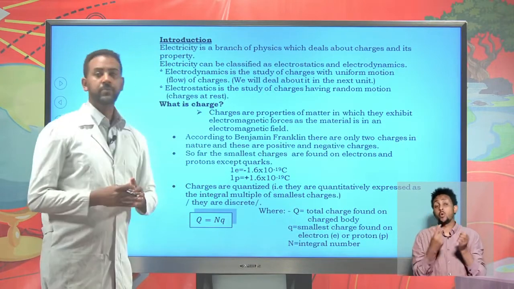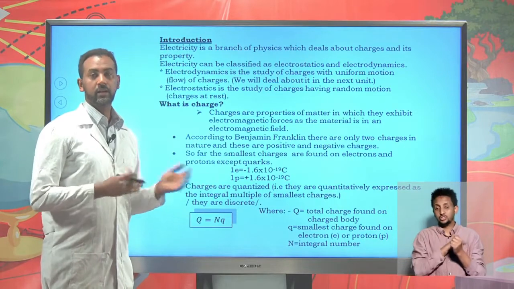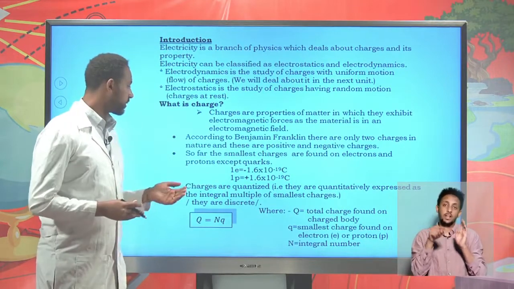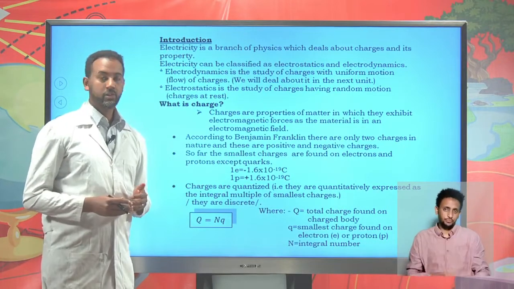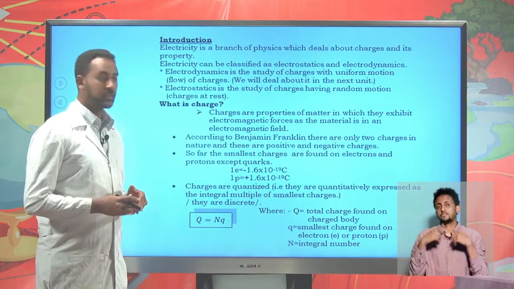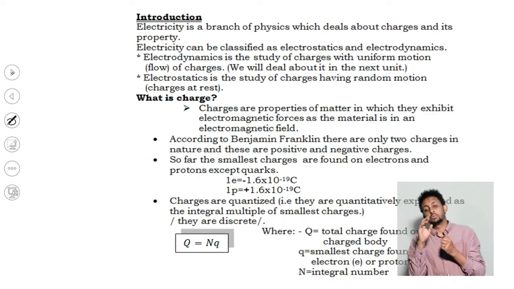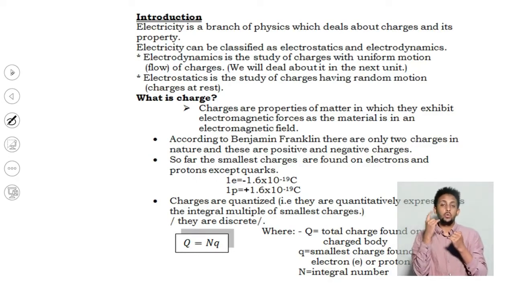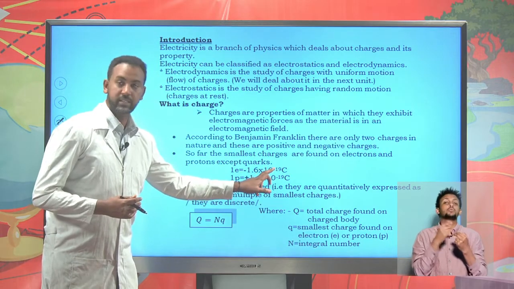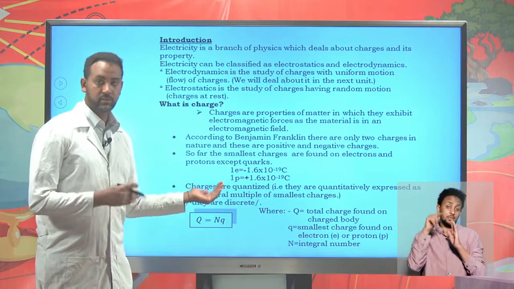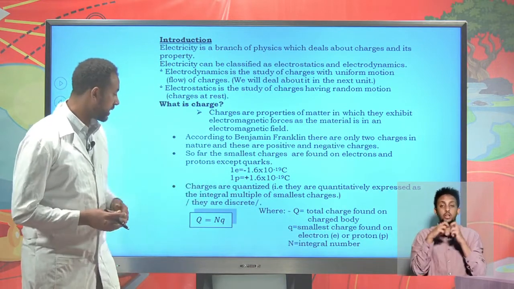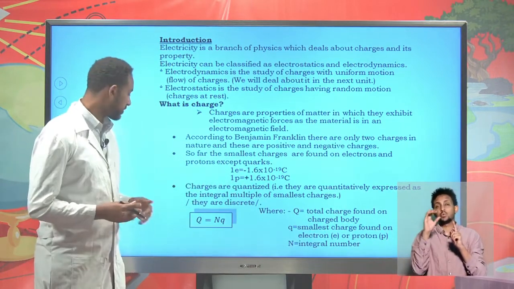There are only two charges in nature, and these are positive and negative charges. We know that this is true, and the smallest charge that exists so far is the charge found on electrons and protons, except quarks having 1/3 of the charge. But mainly we have found that the charge on electrons and protons is 1.6 times 10 to the power of minus 19 coulomb. The minus sign is used to represent the electrons, and the plus sign is used to represent the protons.